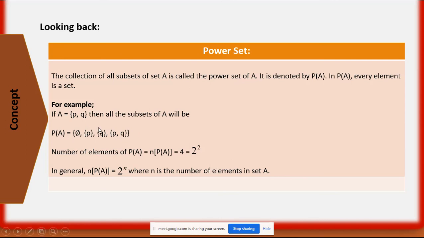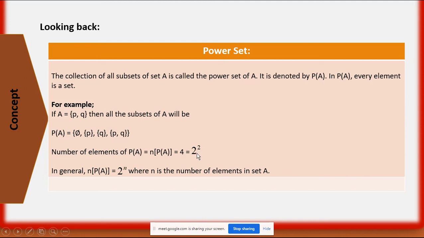Now how to find the number of possible subsets? The number of elements of P(A) is 4, that is 2 to the power 2, and 2 to the power 2 is 4. Why have I written 2 here? Because the number of elements contained in the set is 2. So we can express the number of possible subsets in terms of a power of 2: 2 to the power n, where n is the number of elements.